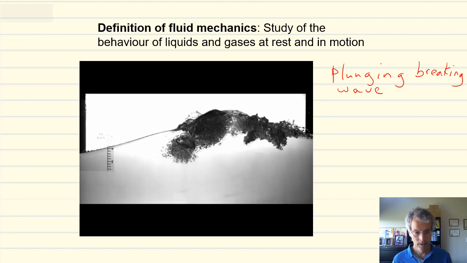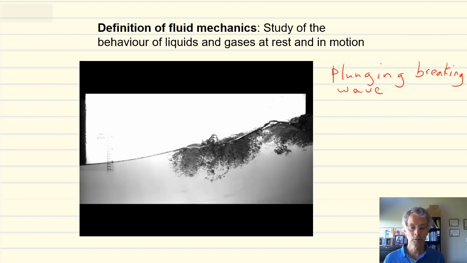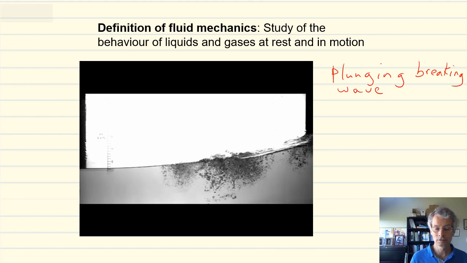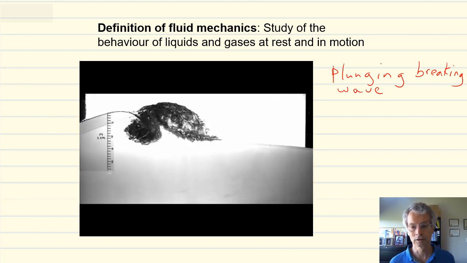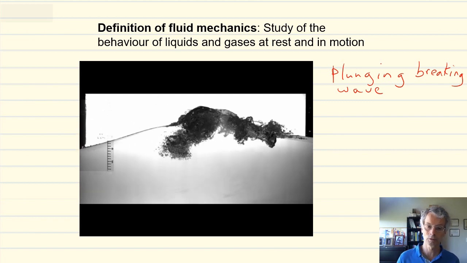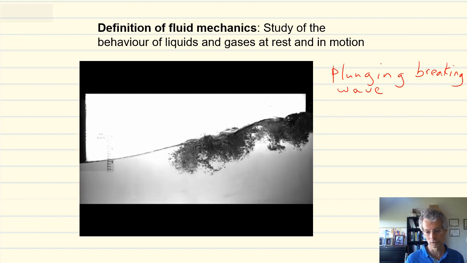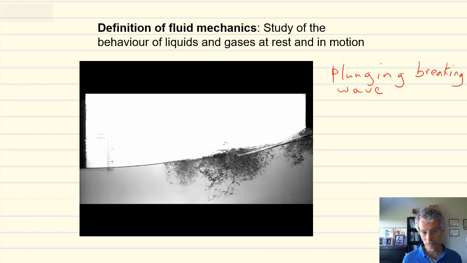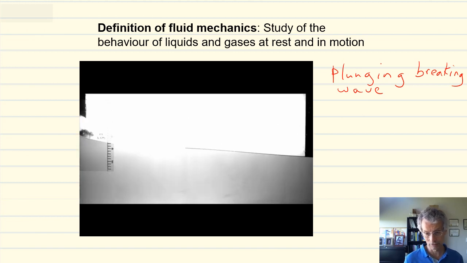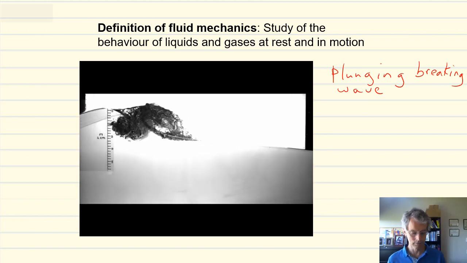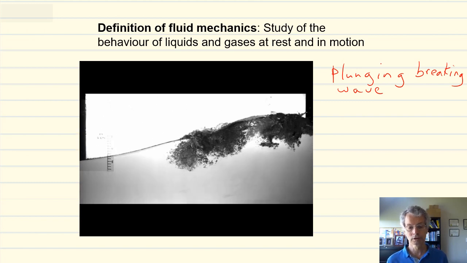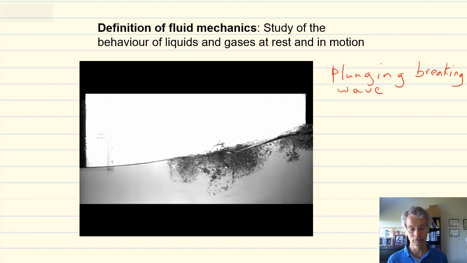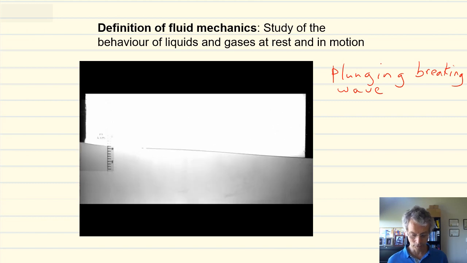Okay? Now, at the top of the screen, you see one possible definition of fluid mechanics, and it is the study of the behavior of liquids and gases at rest and in motion. So we're going to see that fluids can be either a liquid or a gas. That's the definition of a fluid. So we will study the motion of fluids, and we'll also study the behavior of fluids at rest, and we'll talk mainly about that in Chapter 2.